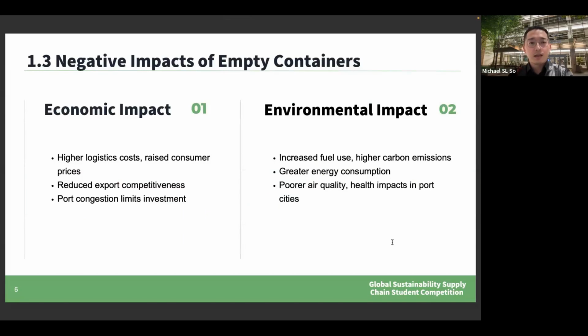As a result, this empty container crisis not only affects the logistics industry, it also negatively impacts the economy and poses environmental challenges. For example, in the economic aspect, the crisis makes logistic costs higher and leads to an increase in consumer prices. It also reduces the competitiveness of exports. In the environmental aspect, the crisis increases energy consumption, which leads to an increase in fuel usage and more carbon emission. It makes the air worse. To mitigate the crisis, we introduce Container Linker.